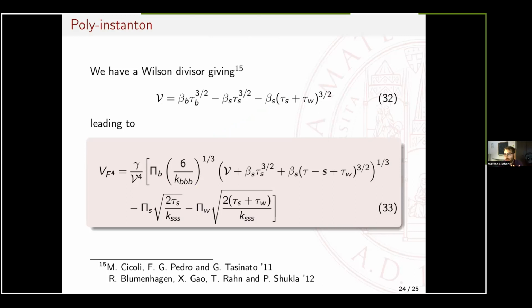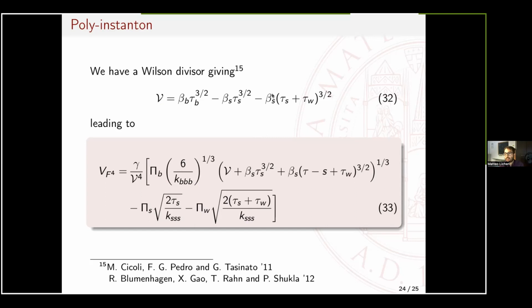First of all, we must have a Wilson divisor that will give us the volume in equation 32. So we have the usual big cycle, the small cycle with 2 LVS, minus this other term that involves the tau Wilson, we call that. And this will give us the F to the 4 correction in equation 33. So this F to the 4, in this case, is again gamma over the volume to the 4. We have a term that is given by the big modulus, a small term that is stabilized at LVS, so it will not play any role, and pi W.